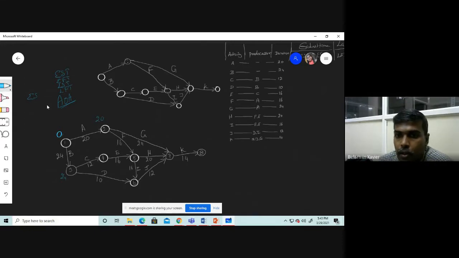Okay. Next we can go here. When we consider activity G, the earliest occurrence time of node 2 is 20. So for node 7, the earliest completion is 20 plus 24, that is 44 will come. But since this particular node is having 2 more activities, we can put this 44 in a waiting list. Okay.